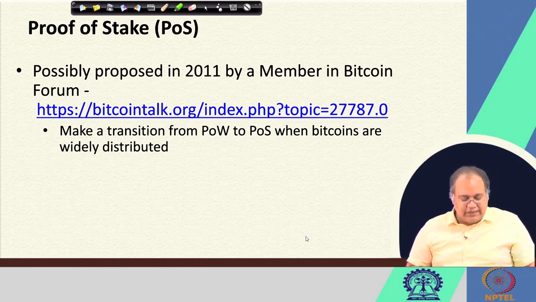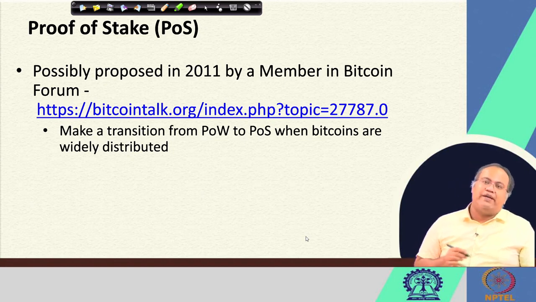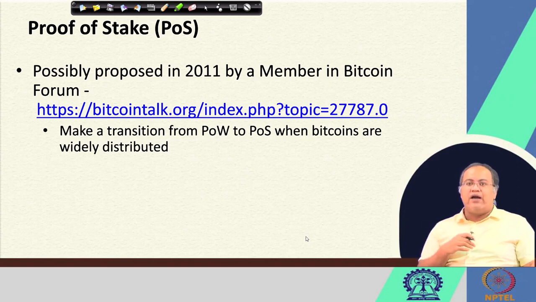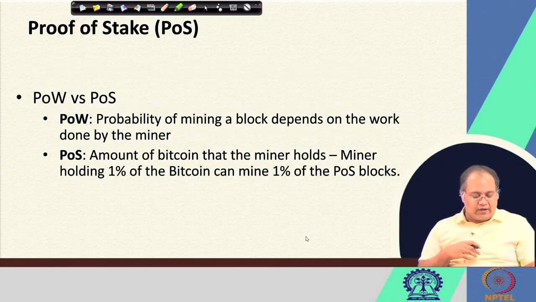So the idea says that you make a transition from proof of work to proof of stake when Bitcoins are widely distributed. Well, so it is for the Bitcoin network, and the idea is that initially you start with proof of work, and when you see that the Bitcoins which are getting generated as a reward from the block mining are widely distributed across your Bitcoin network.